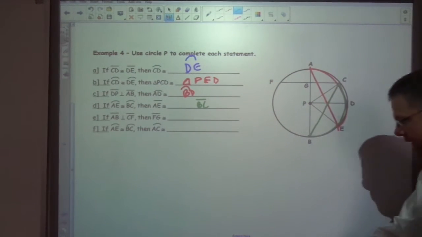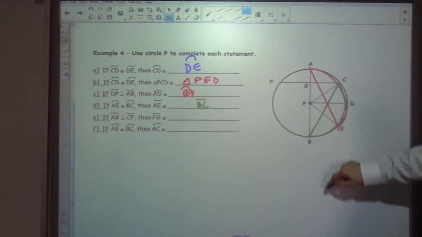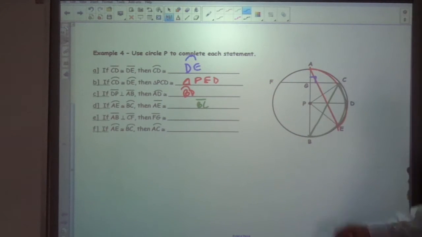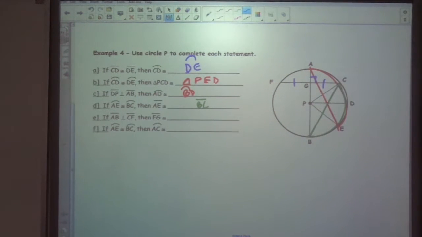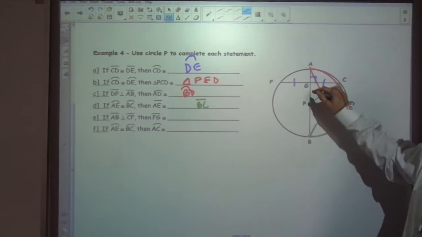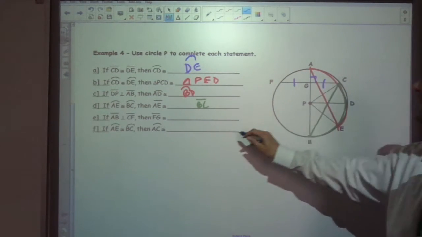If AB is perpendicular to CF, AB perpendicular to CF, then we know it bisects it, right? We talked about that. The diameter is perpendicular, so it bisects it. So FG, this half, is equal to GC, this half.